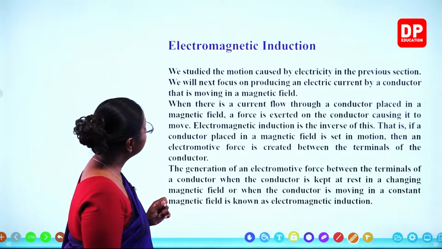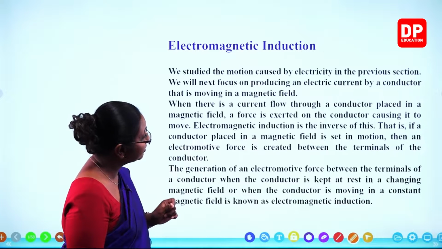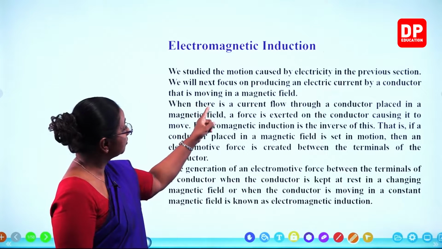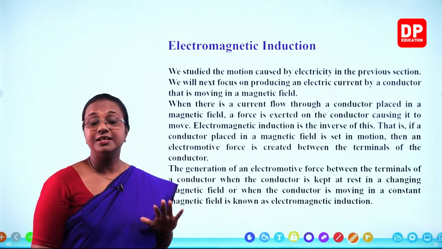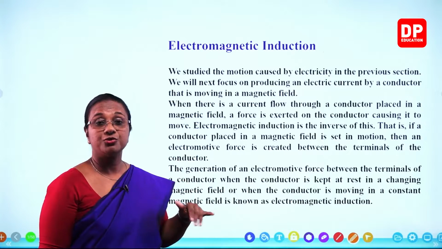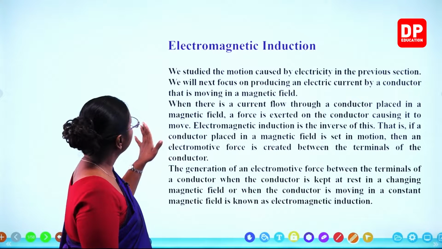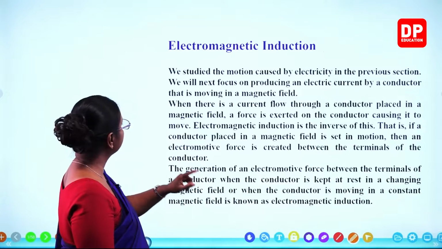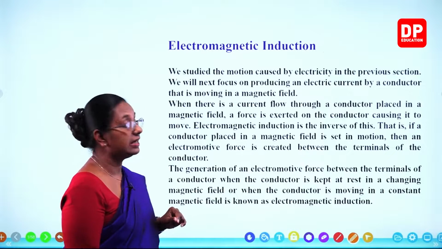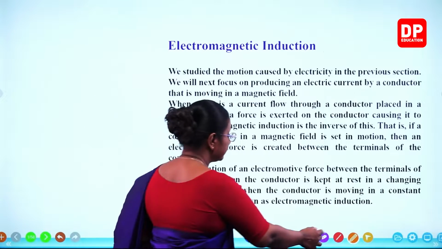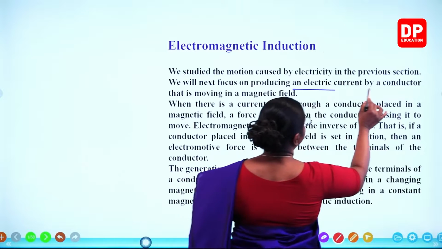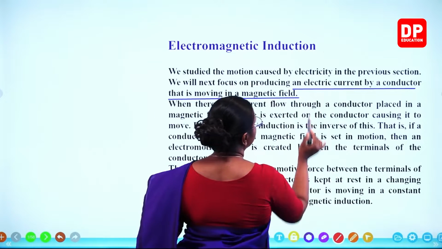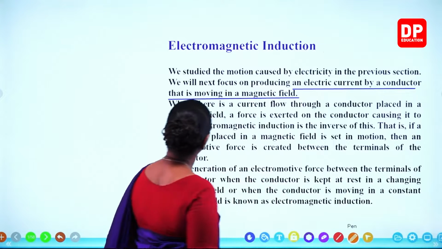We studied the motion caused by electricity in the previous section. You can remember motion caused by electricity in the previous section. That is the force I told you about. We will next focus on producing an electric current by a conductor that is moving in a magnetic field. That is important: an electric current produced by a conductor that is moving in a magnetic field.